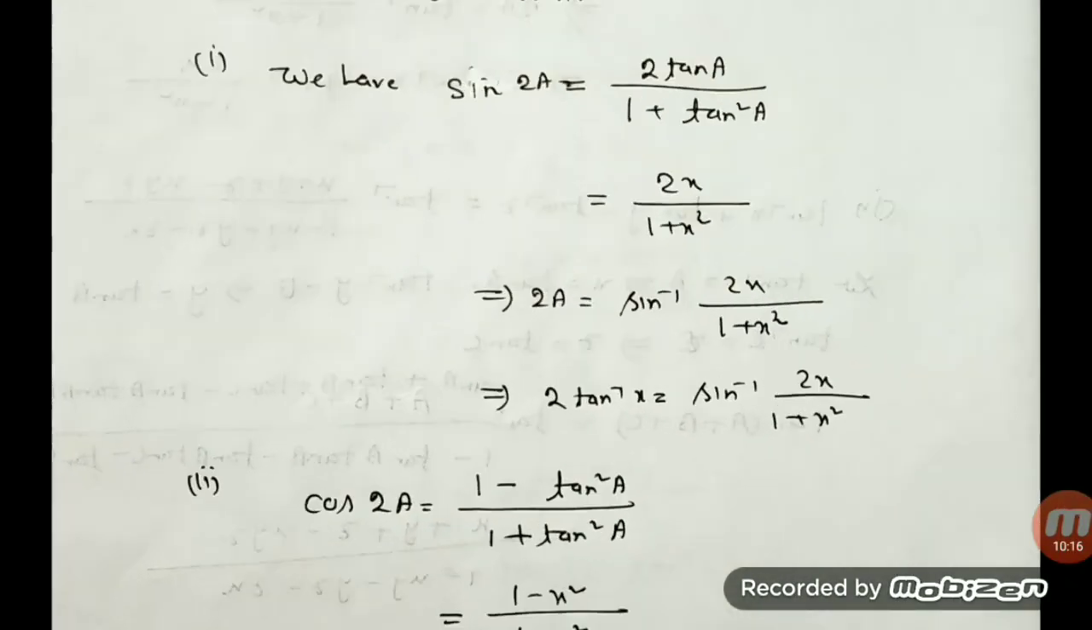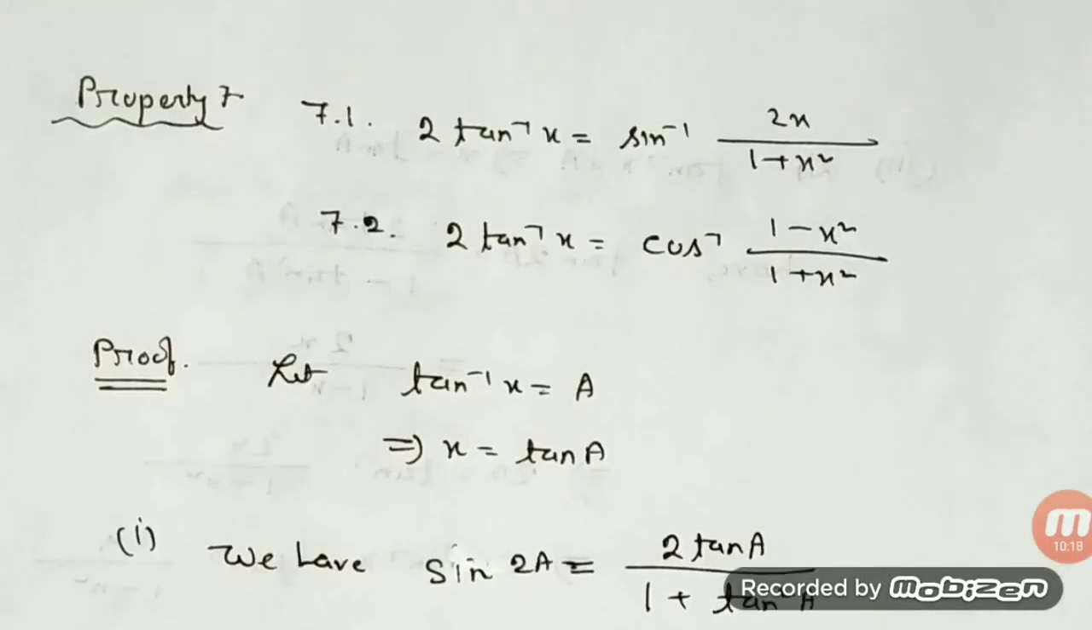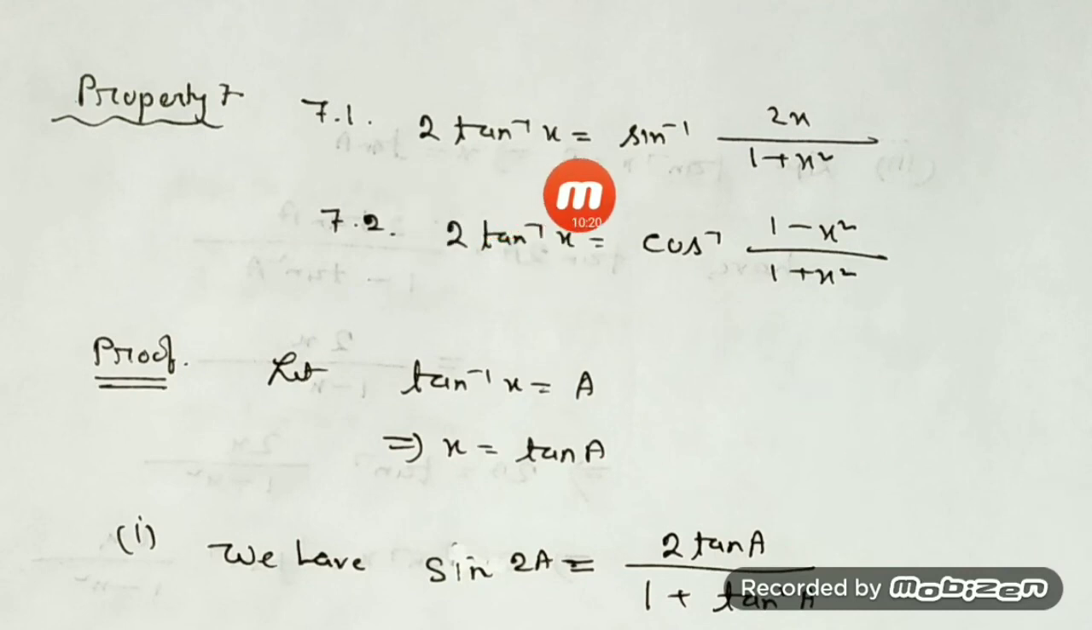Now one more property is there. That is what? 2 tan inverse of x equal to sine inverse of 2x by 1 plus x square, and 2 tan inverse of x equal to cos inverse of (1 minus x square) by (1 plus x square). That means when tan inverse is there, you can use this formula when you have to change it in terms of sine inverse and cos inverse. As earlier we will proceed. Easy one we will substitute.